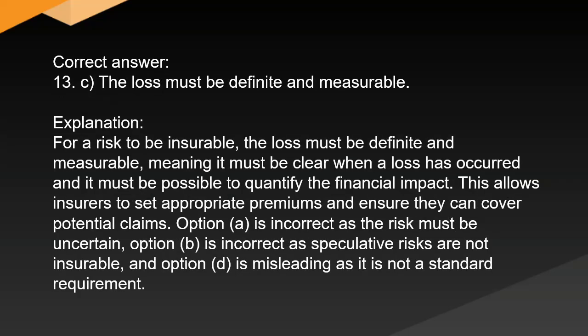Correct answer: C. The loss must be definite and measurable. Explanation: For a risk to be insurable, the loss must be definite and measurable, meaning it must be clear when a loss has occurred and it must be possible to quantify the financial impact. This allows insurers to set appropriate premiums and ensure they can cover potential claims. Option A is incorrect as the risk must be uncertain. Option B is incorrect as speculative risks are not insurable. And option D is misleading as it is not a standard requirement.